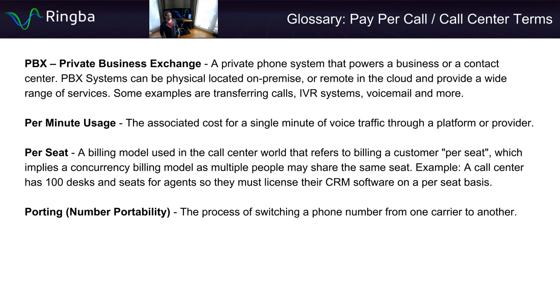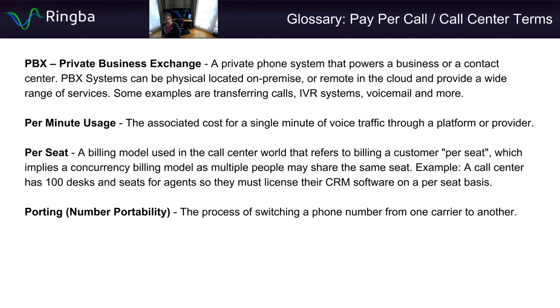Per seat is a billing model used in the call center world that refers to billing a customer on a per seat basis, which implies a concurrency billing model as multiple people may share the same seat. So an example is a call center that has 100 desks and seats for agents. So they're gonna have to license 100 seats of CRM software. They're gonna license their CRM software on a per seat basis. And that means up to 100 people can log in at any given time.